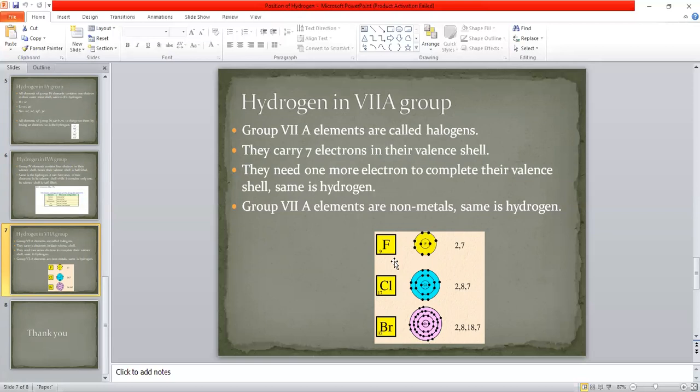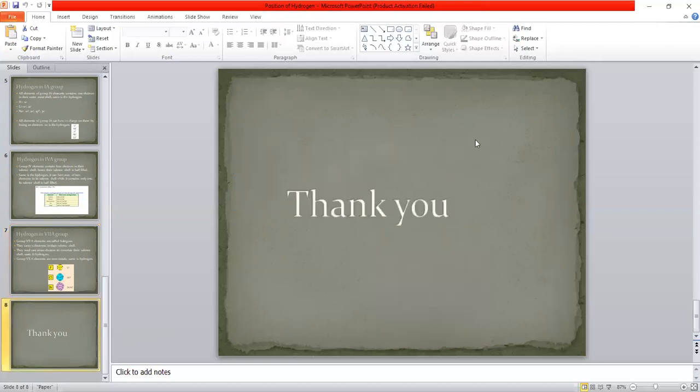Fluorine has 7 electrons in the outermost shell, chlorine 7 and bromine 7. All of them follow the octet rule, while hydrogen follows the duplet rule. Hydrogen carries one electron in its outermost shell, and it can have a maximum of 2 electrons.